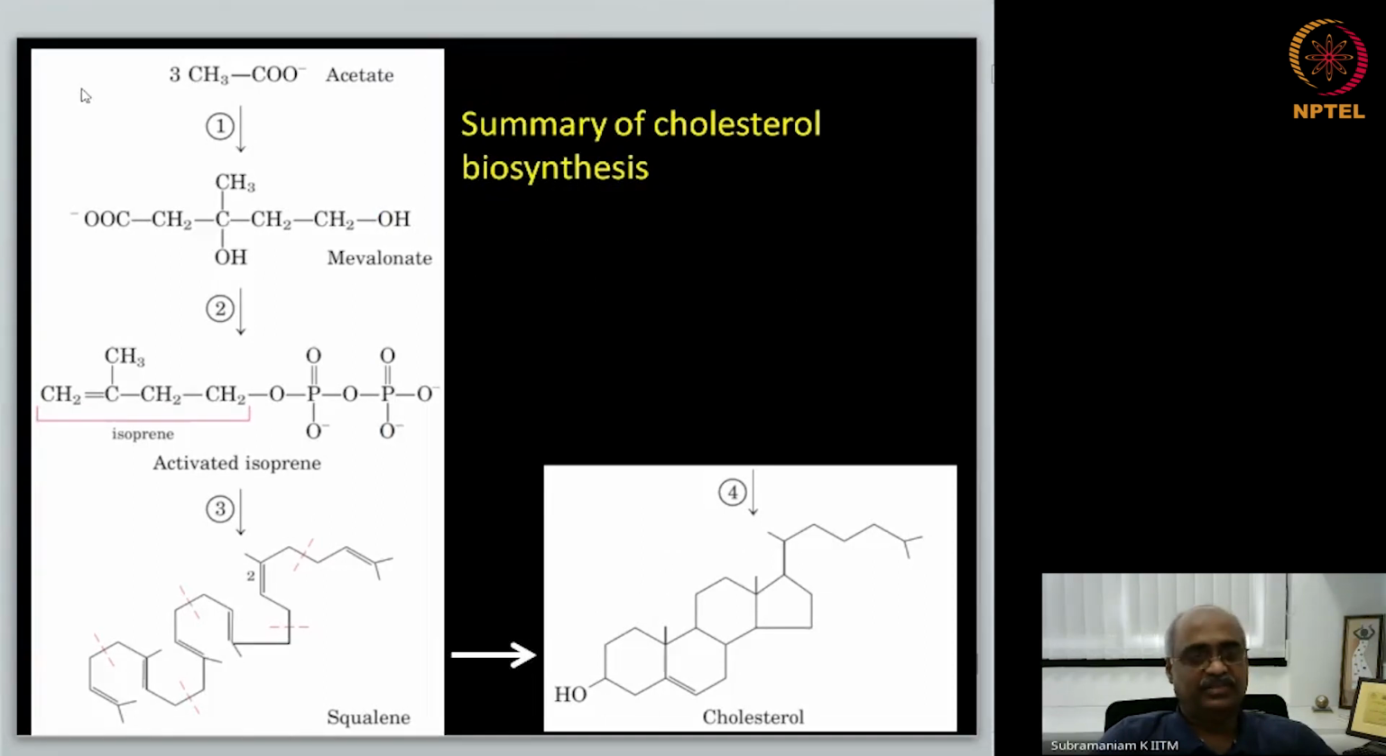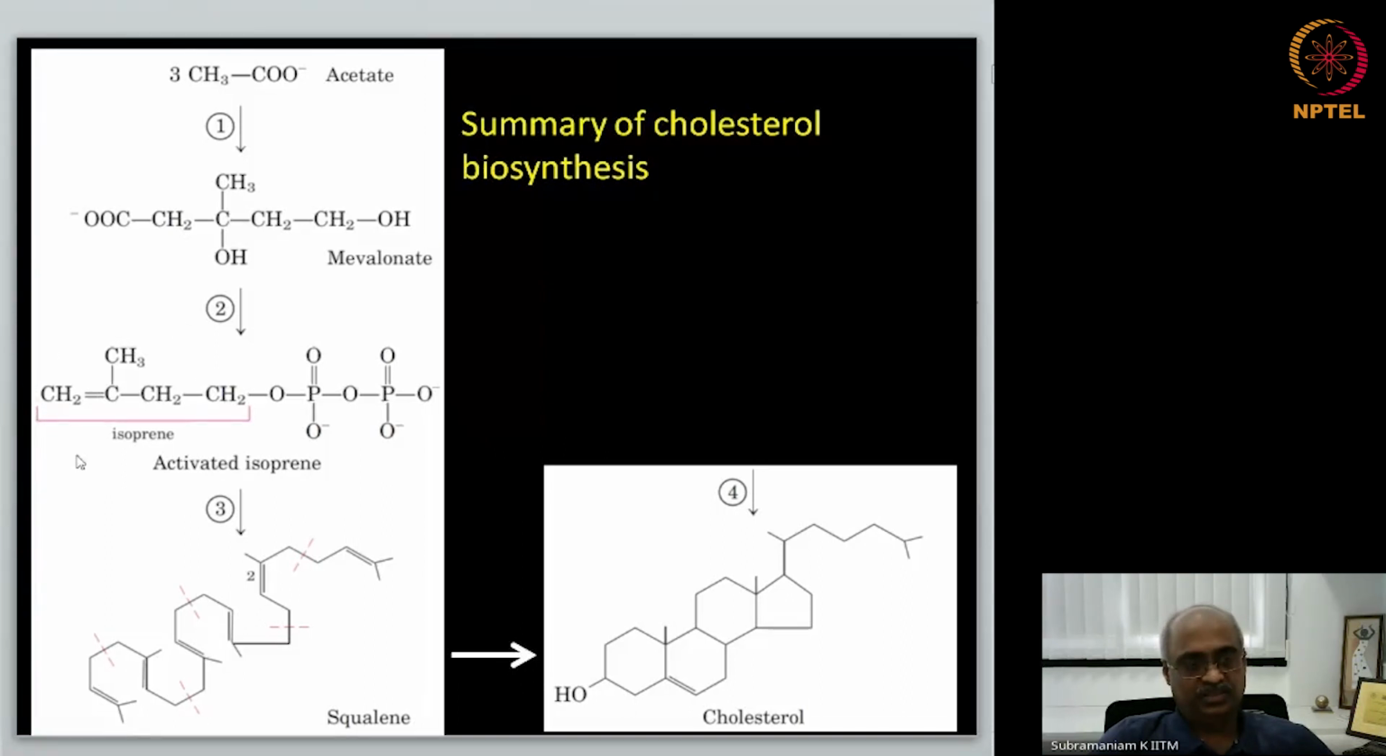So here are the steps. First is formation of mevalonic acid. This is a different route than the route by which free fatty acids are produced. And from mevalonic acid, we make activated isoprenes. And that is the second step. Then the isoprenes join together to form a long 30-carbon chain. These are 5-carbon isopentenyl groups, so we have 1, 2, 3, 4, 5.